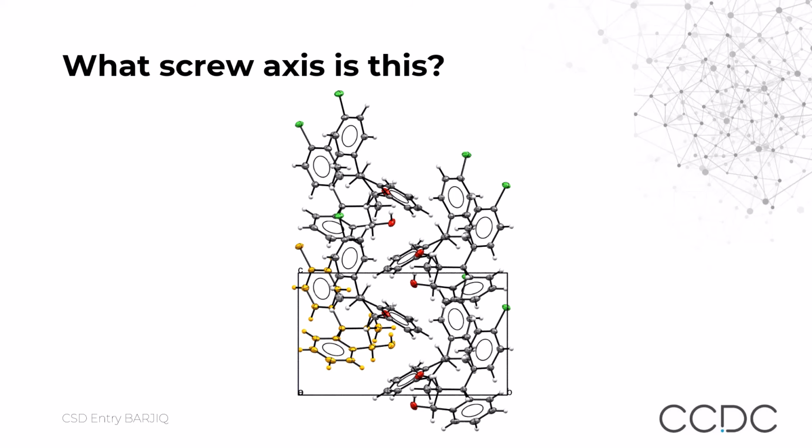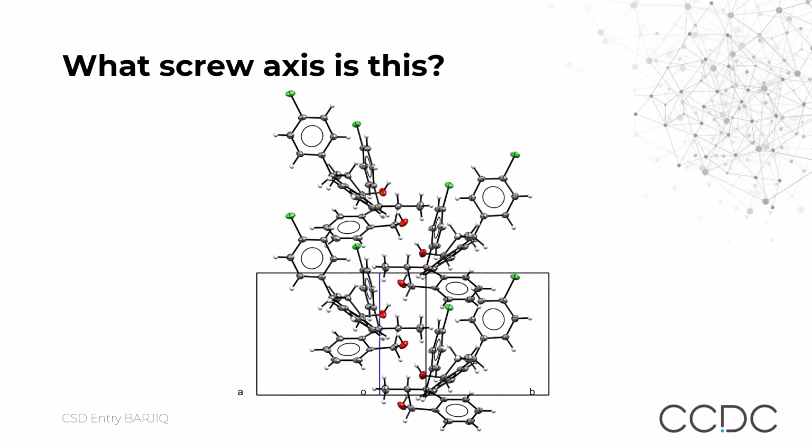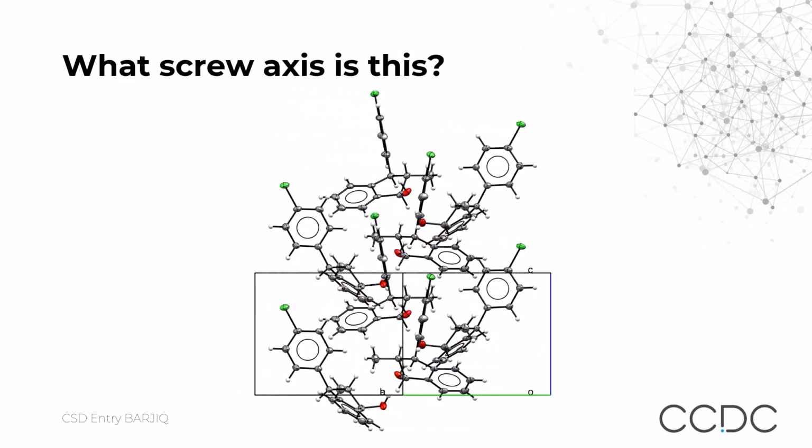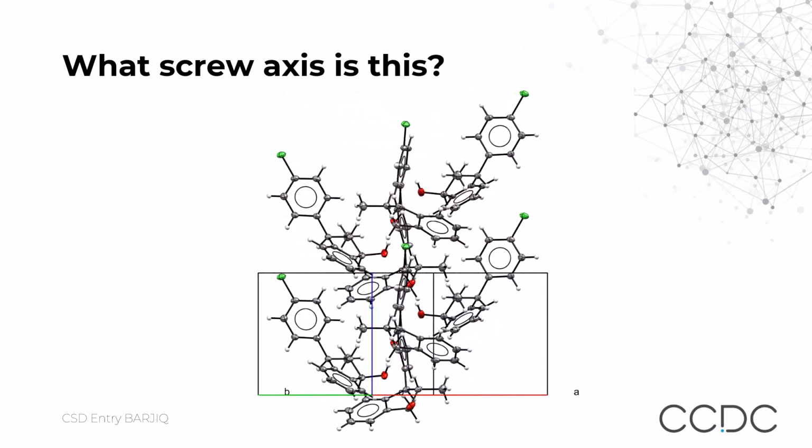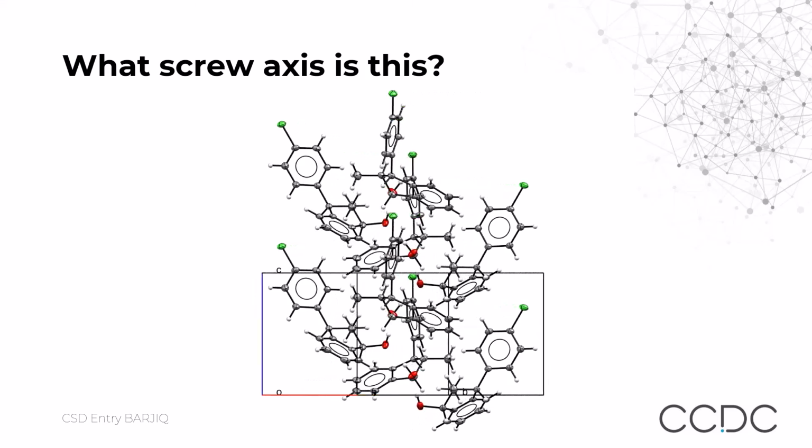Before we finish, here is an example of a screw axis in a crystal structure. Can you recognize what type of axis it is? Watch the animation, and here's a hint. It's one of the screw axes we saw today.